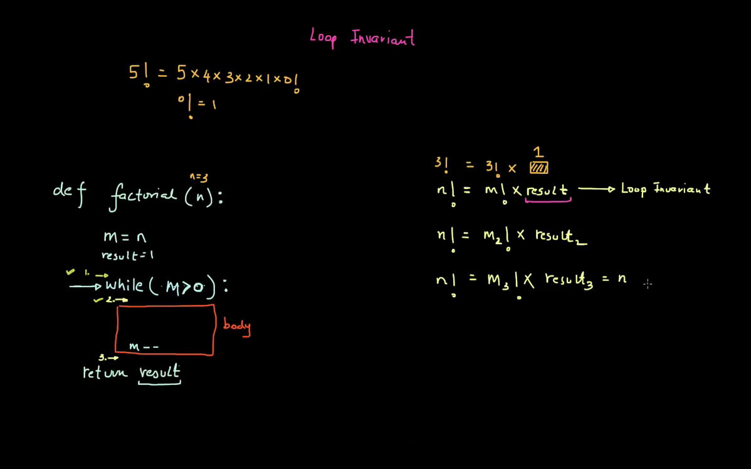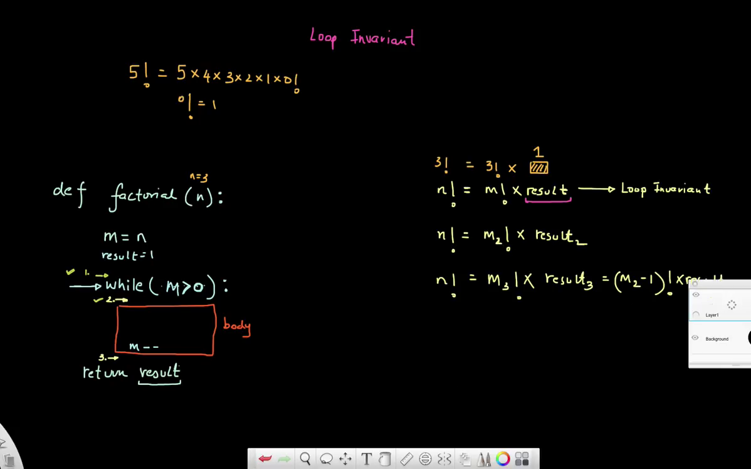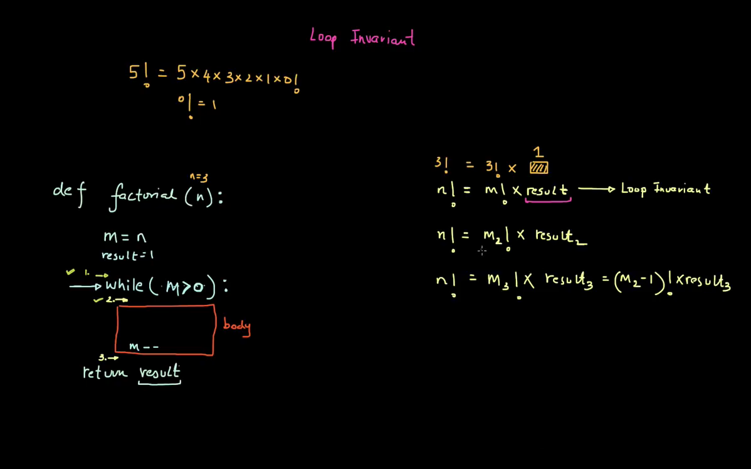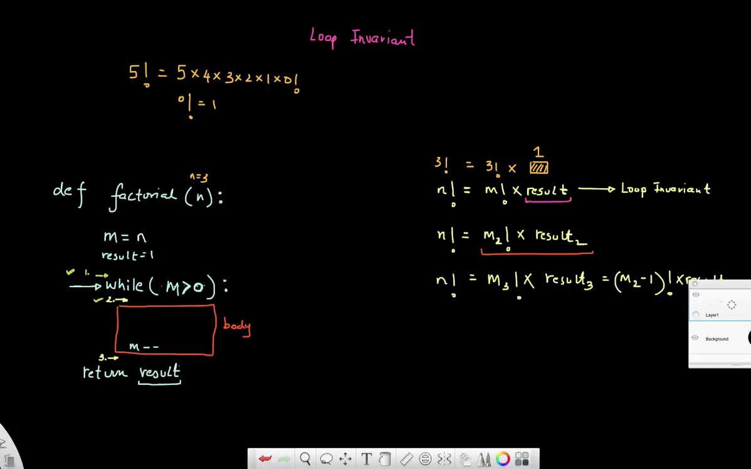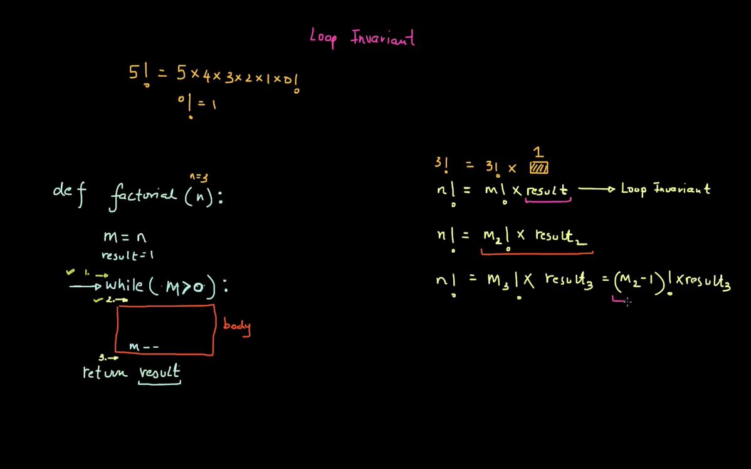Let's do it this way. It's going to be just equal to m subscript 2 minus 1 factorial, because m has just been decremented by 1. Okay, so m3 can be rewritten as m2 minus 1 factorial times result subscript 3. If this entire piece in orange is equal to n factorial, I also know that this entire piece in pink is also equal to n factorial.